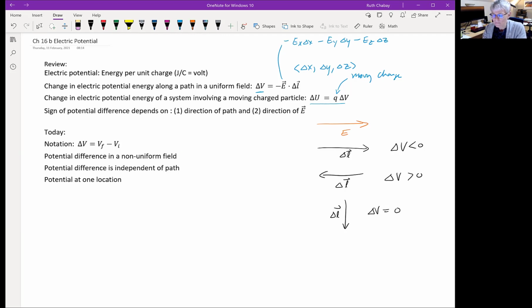We want to establish the idea that potential difference is independent of path. So if you're going from some initial location to some final location, it doesn't matter how you get there, you're going to get the same potential difference. That's really important, and that's related basically to conservation of energy round trip. And we want to talk about the meaning of potential of one location, which is related to all that.